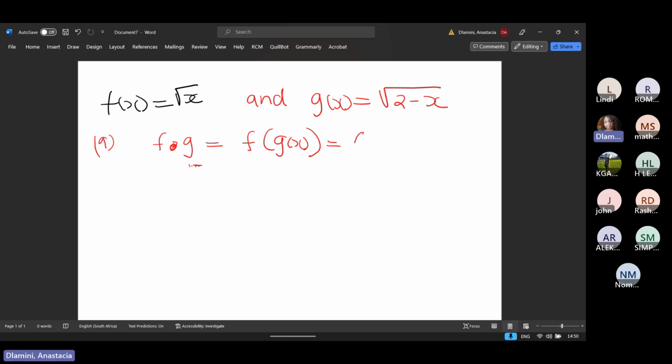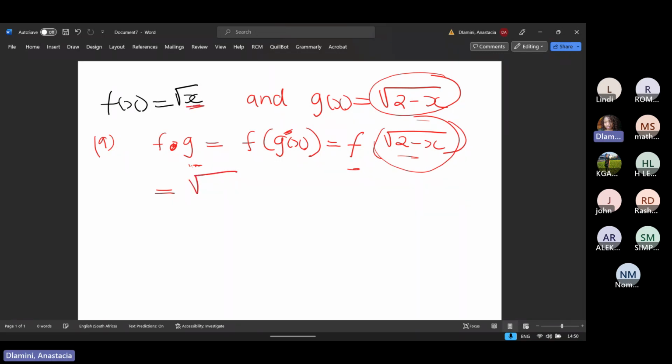So we'll put g of x, that's all. So it's square root of 2 minus x. Now, where we see x inside f, we put this whole thing. It's square root of, where we see x, we put that whole thing, square root of 2 minus x. So then this becomes fourth root of 2 minus x. Are we all fine with the composite function now?